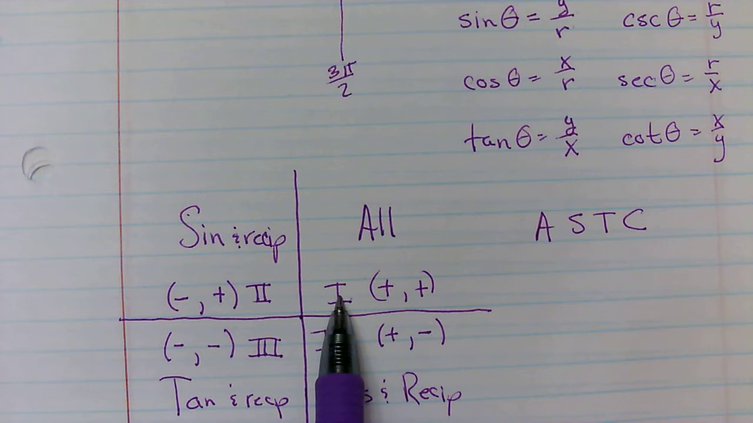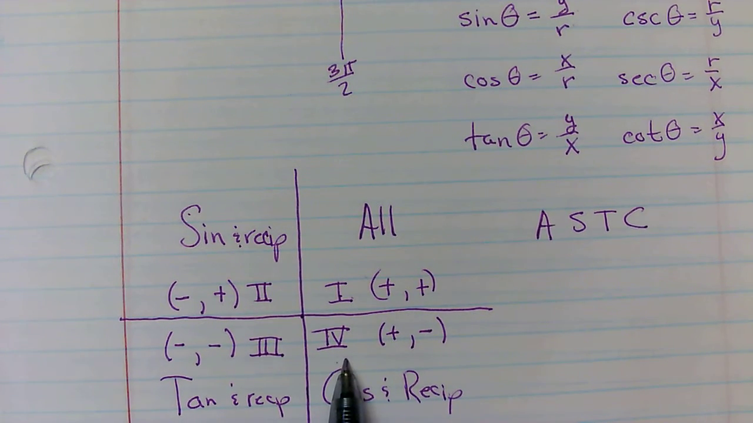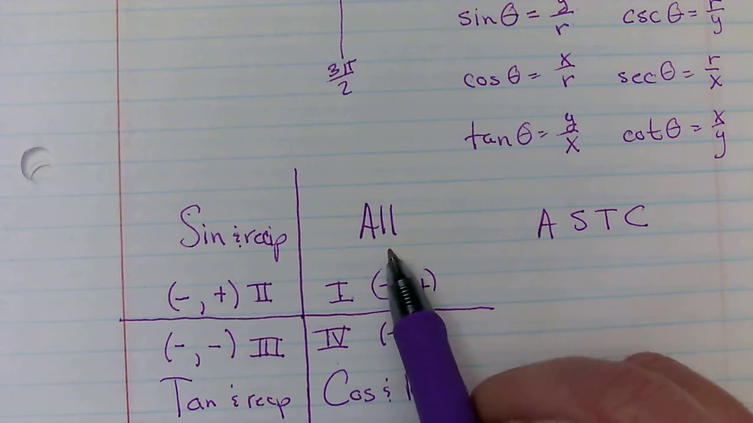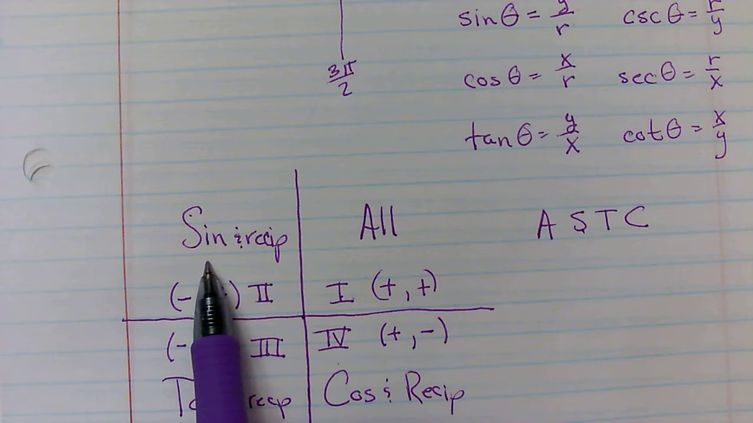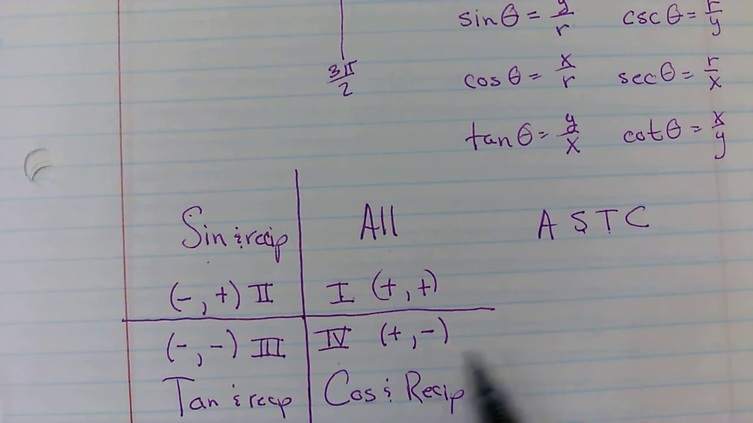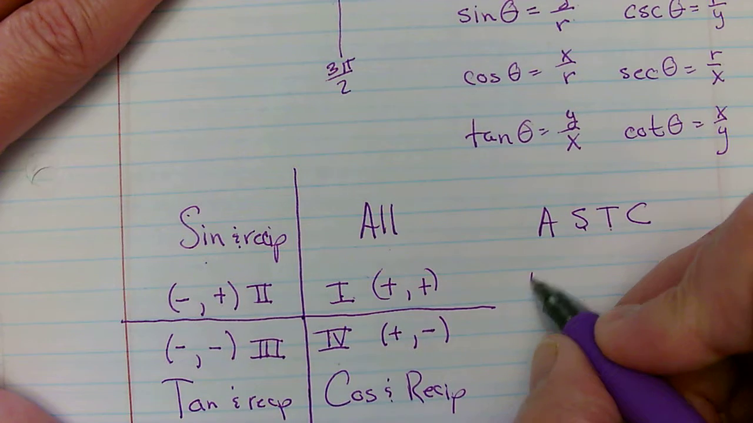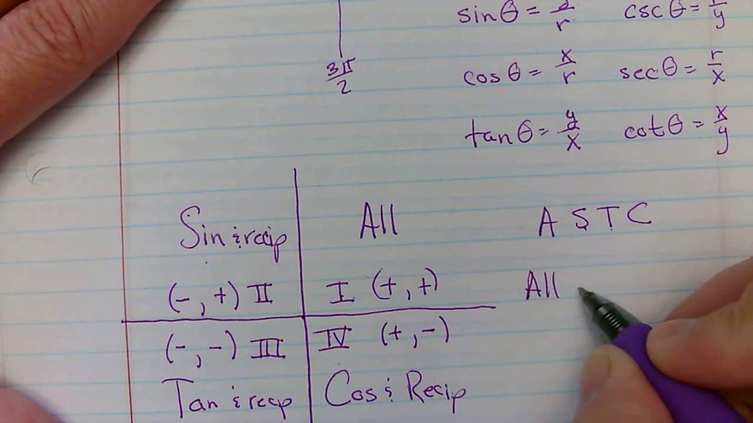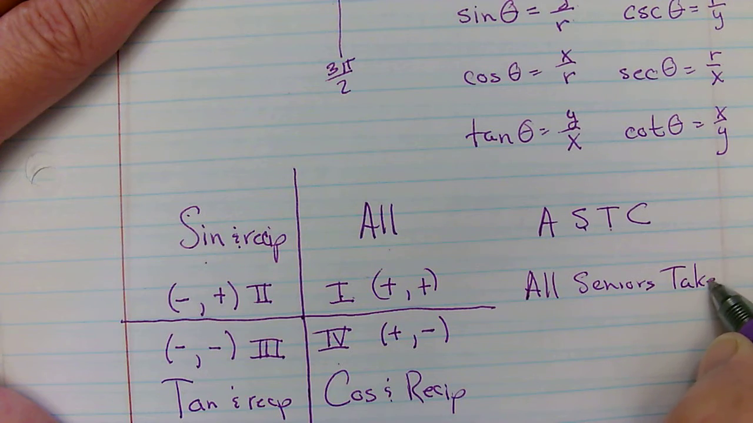So to help us remember, we always start with the upper right-hand quadrant and go counterclockwise when we're labeling them. So A for all trig functions being positive, S for sine and its reciprocal being positive, T for tangent and its reciprocal being positive, and C for cosine and its reciprocal being positive. And a little phrase to remember this is all seniors take calculus.